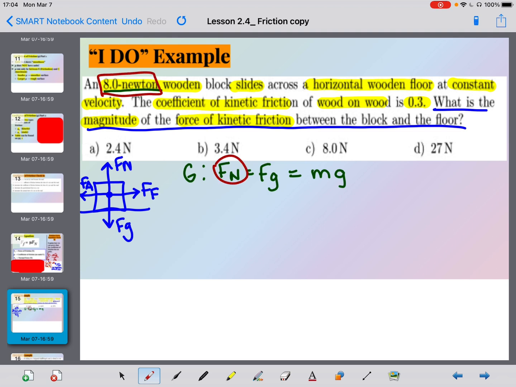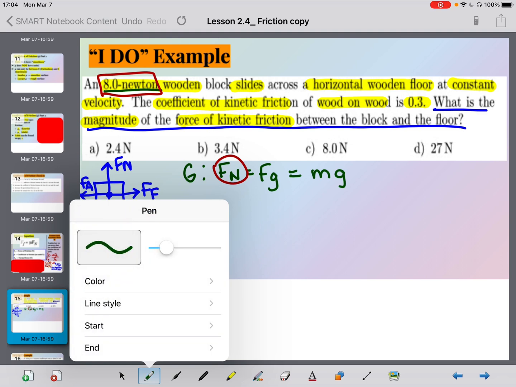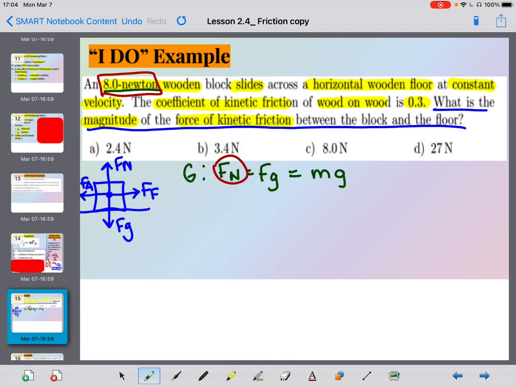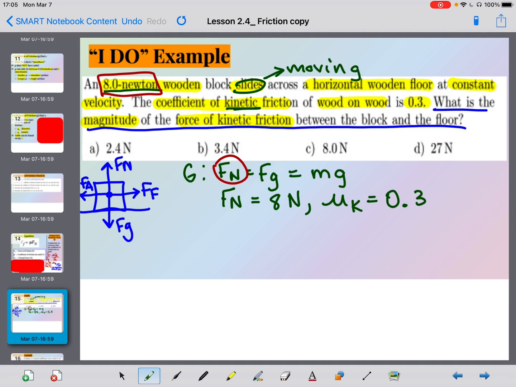Okay, so this is the normal force. You could also say it's the force of gravity because they are the same magnitude, but for this formula that we need to utilize, we're just going to keep it as Fn. Okay, so our normal force is 8 newtons. Our coefficient of kinetic friction is 0.3, and we know it's kinetic friction because it is sliding, so it is moving. And they tell us the coefficient of kinetic friction. All right, what they're looking for, which is the unknown, is Ff.